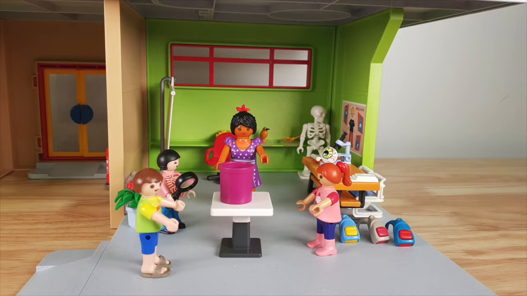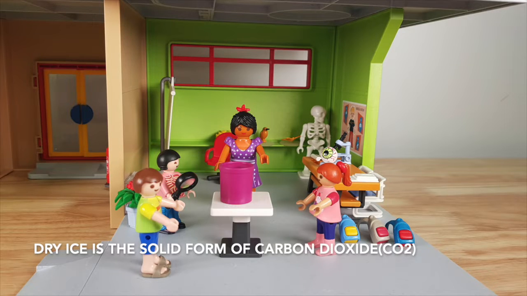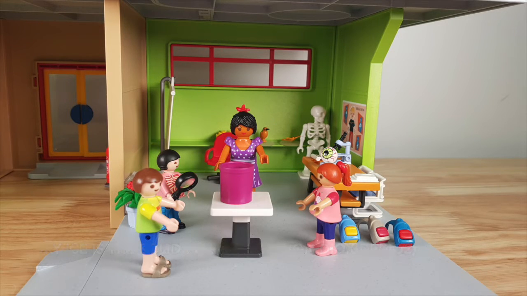Hello everyone! Today we'll have a fun science experiment. Have you ever touched dry ice before? What's dry ice? Dry ice is the solid form of carbon dioxide. Its molecule consists of a single carbon atom bonded to two oxygen atoms.